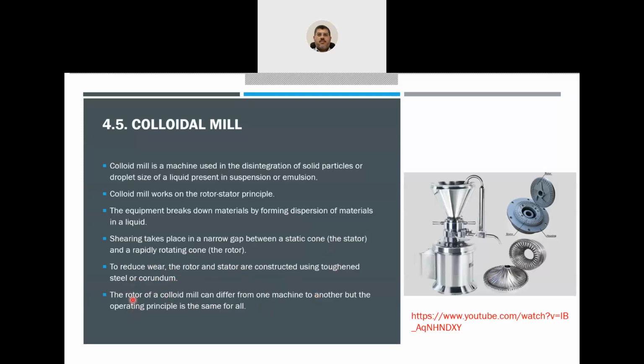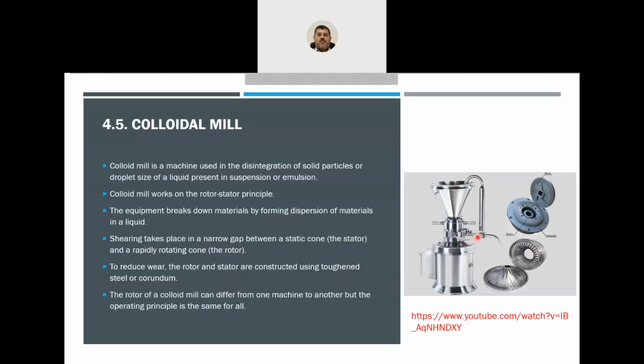So the design of the rotor can be different, as we see here, different designs. They're different from one machine to another. And in this machine, there is some circulation. It means you can feed your suspension or emulsion here. It will pass through this rotor stator part, then can be circulated again. So it can have several cycles till you reach the particle size or globule size you want.